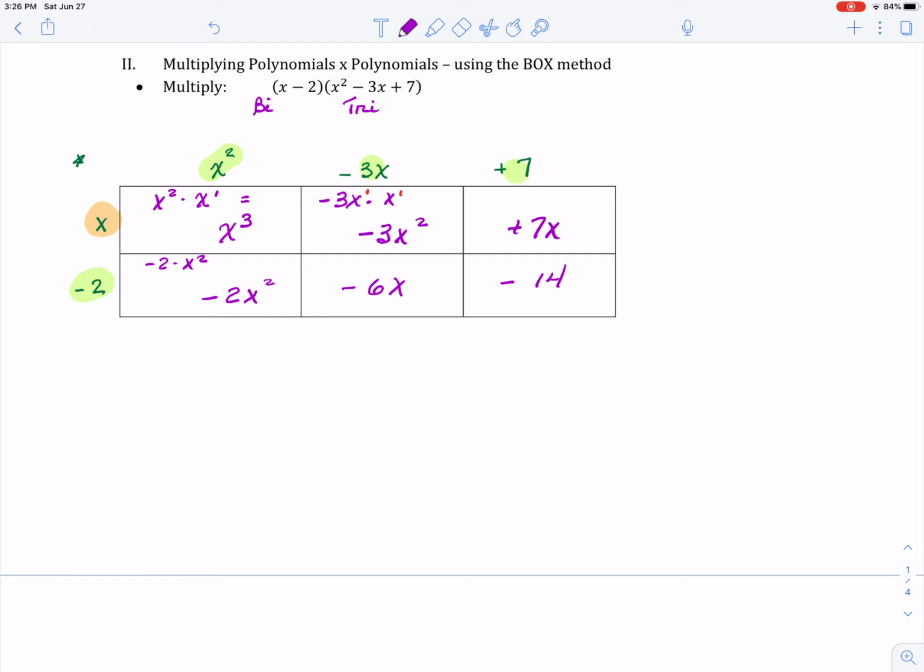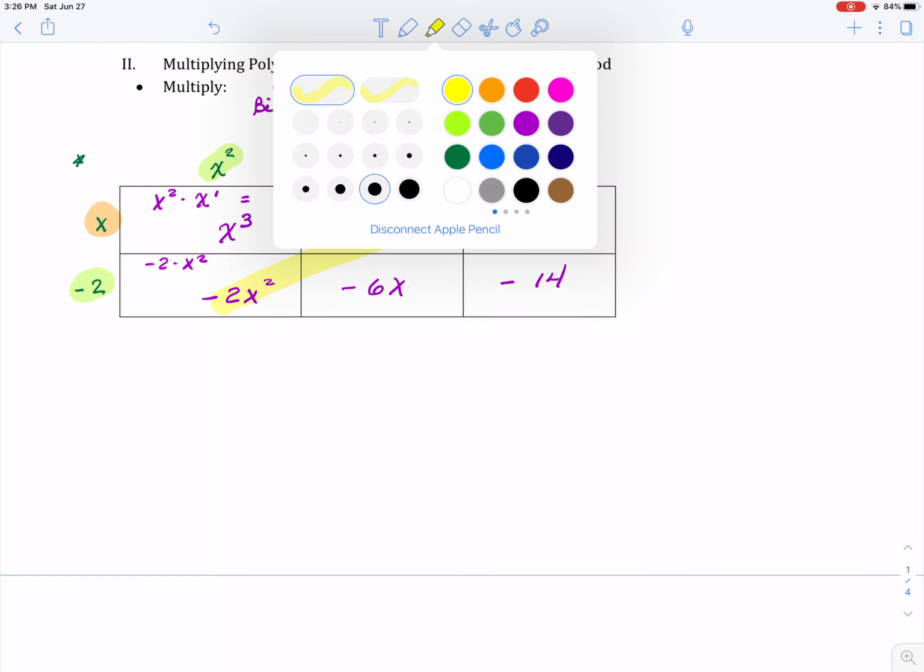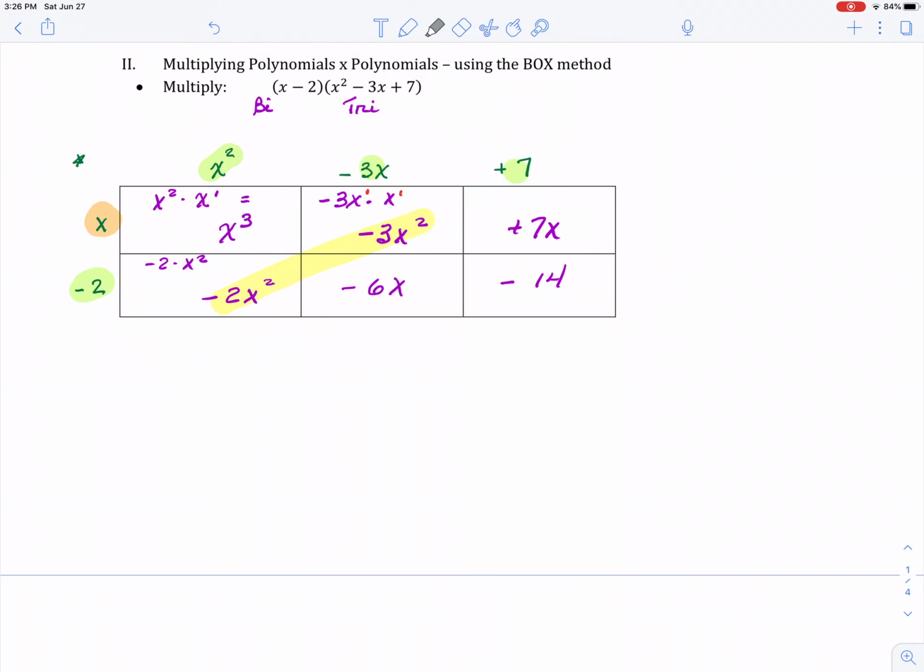So now you have to go back and look at all the boxes and see if you can find any like terms. So I see here along this diagonal, I see some x squared terms that are going to match up. And here along this diagonal, I see some x to the first degree that match up. And so remember, we're looking here for like terms. As we finish this up, we're combining like terms.